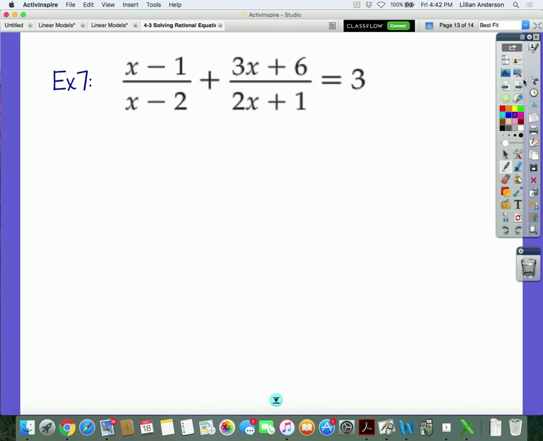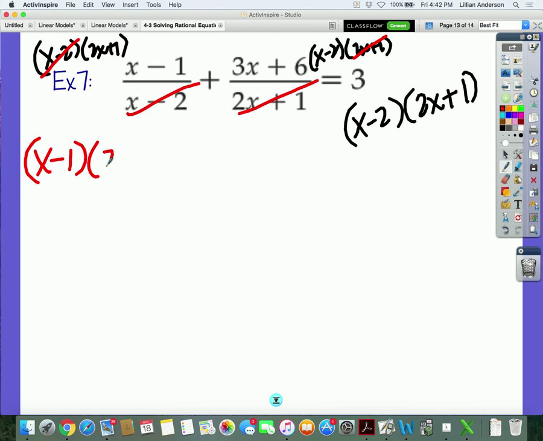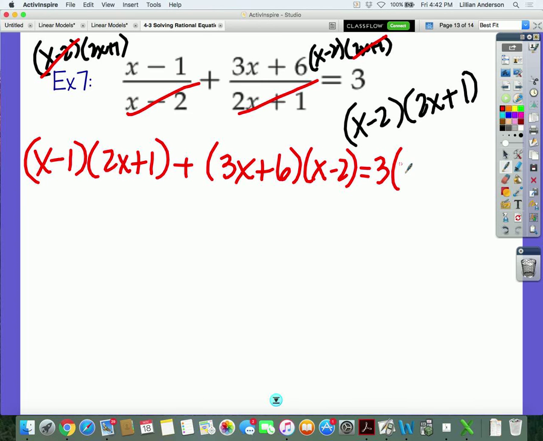Last one. Common denominator here is an x minus 2, x plus 2, 1. So I'll multiply every term by that. X minus 2, 2x plus 1. X minus 2, 2x plus 1. So this is what I'm left with. And again, it's just algebra from here.